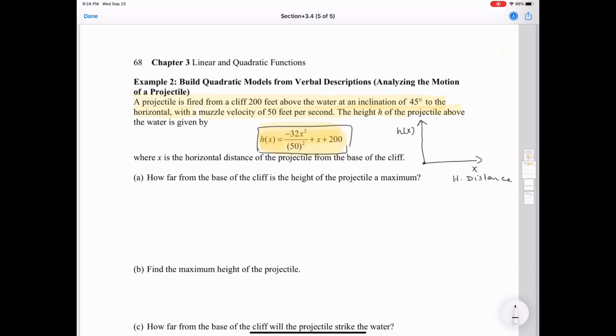The first part of the question is asking how far from the base of the cliff the height of the projectile is maximum. And B is asking what is the maximum height of the projectile. So technically it's asking for the vertex of the parabola. When you look up here, the given function is a parabolic function. Let me rewrite it.